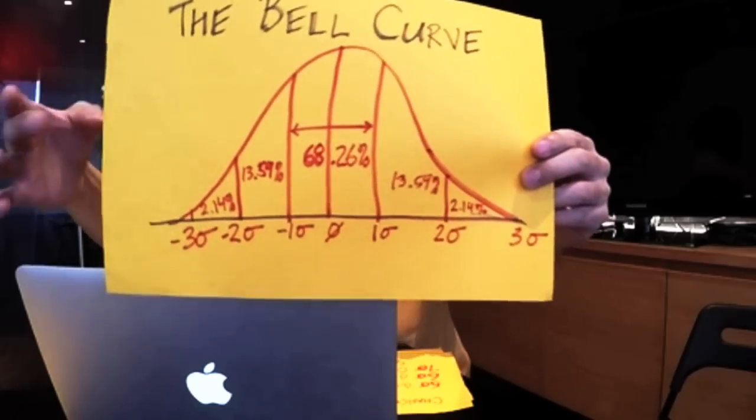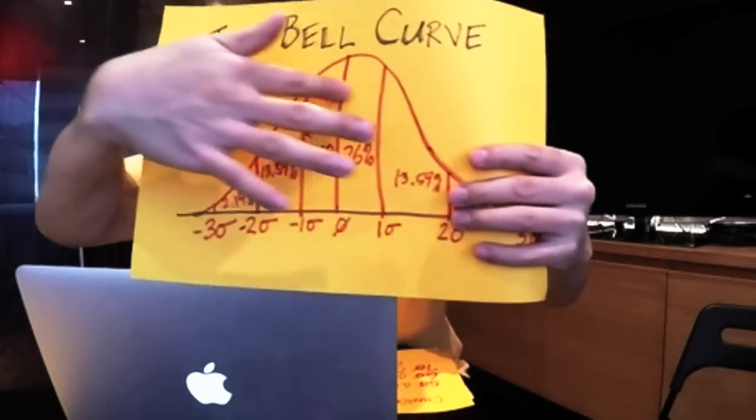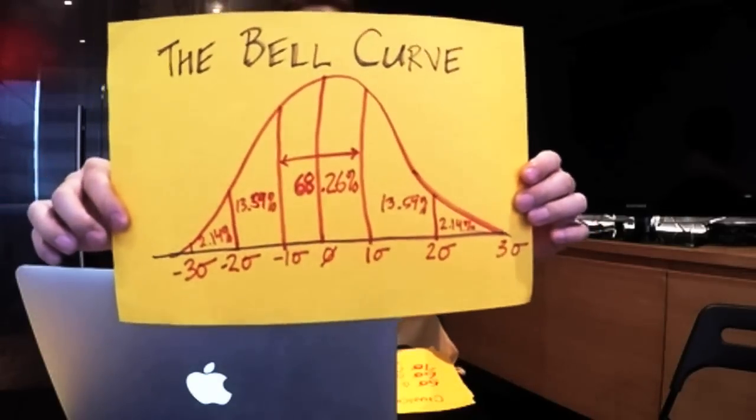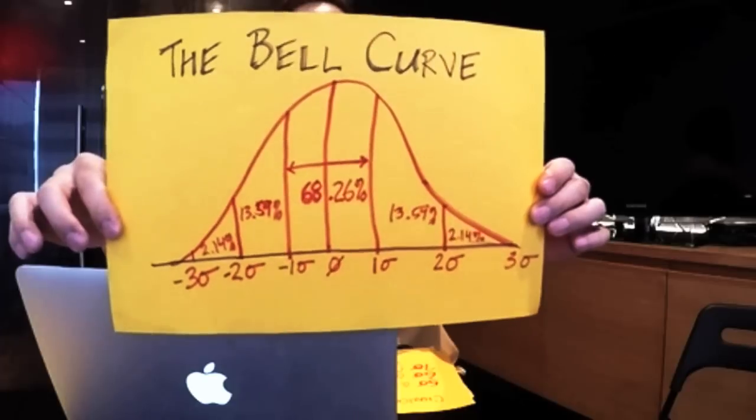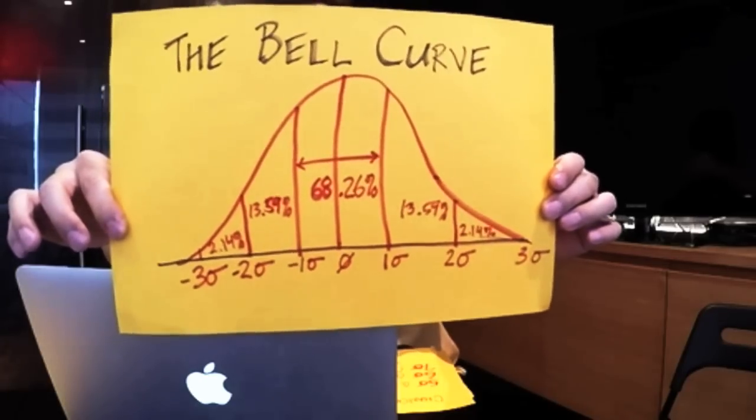And then we have 95.44%, which is the area right here, falling within two standard deviations of the mean. And then you have 99.72% of outcomes falling within three standard deviations of the mean. So that actually means there's a very minute possibility of only 0.28% of any event falling outside of three standard deviations of the mean. So again, sigma is just another word for standard deviation.